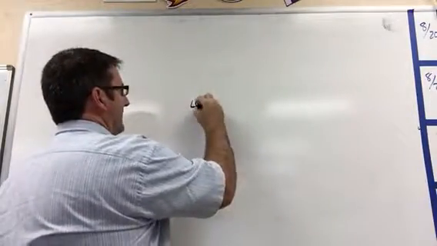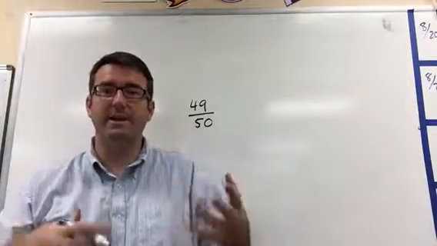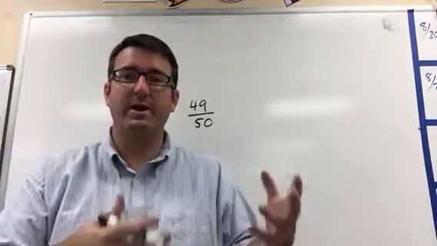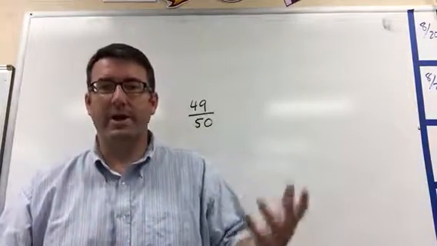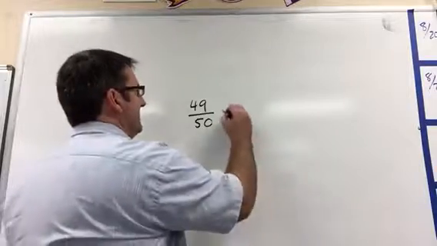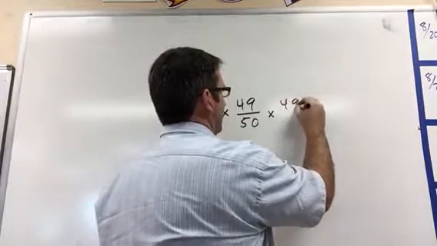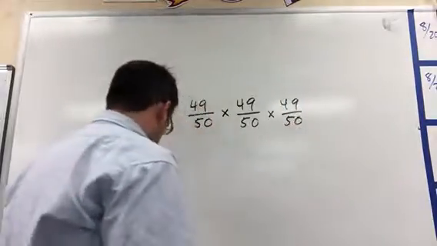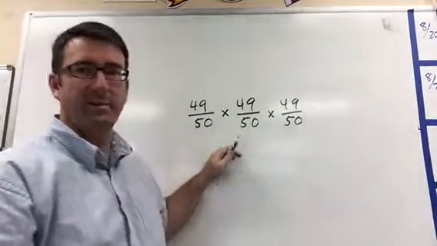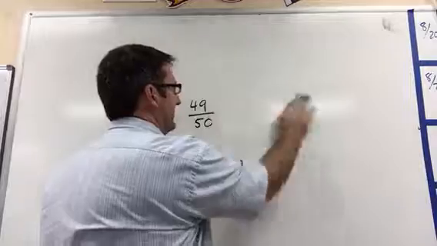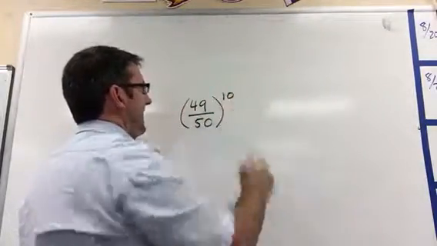Well, that's going to be 49 out of 50, right? If the probability of having a 50-year flood is 1 out of 50, the probability of not having a 50-year flood this year is 49 out of 50. And it's going to be the same next year and the year after that. And in fact, we're going to do this 10 times. So instead of writing out 49 divided by 50 10 times, let's just write 49 divided by 50 to the 10th power.